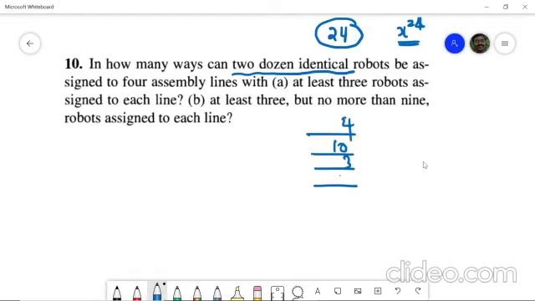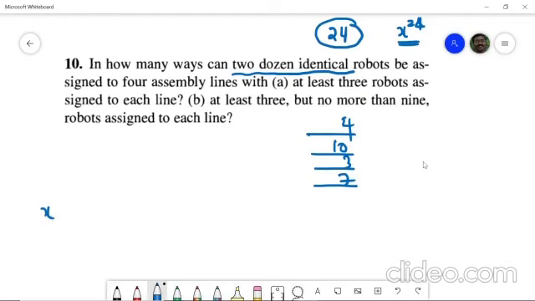So we'll be supplying these 24 robots into these 4 assembly lines, and 2 questions are being asked. At least 3 robots should be assigned to each line. So the case would be, for the first assembly line, x can be x cube plus x raised to 4 plus etc.